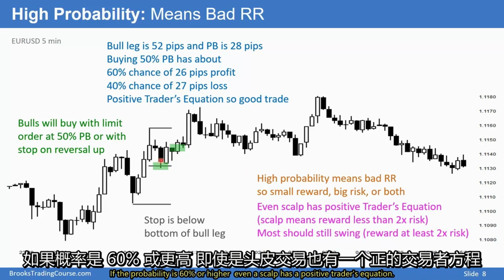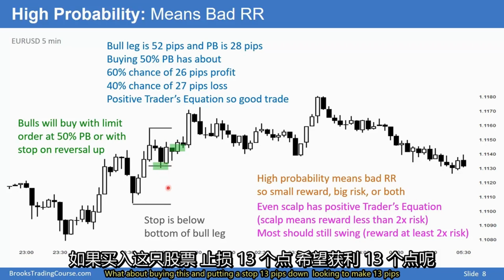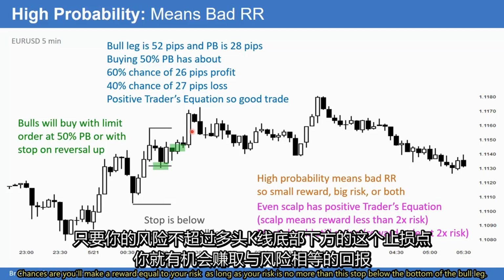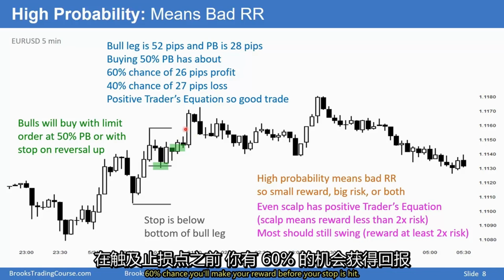Even a scalp has a positive trader's equation. For example, if you buy this and place a stop 10 pips down, looking to take a 10 pips profit, chances are 60% that you'll make money. What about buying this and putting a stop 13 pips down, looking to make 13 pips? We're in a bull trend. Chances are you'll make a reward equal to your risk, as long as your risk is no more than this stop below the bottom of the bull leg. It doesn't matter if it's 5 pips, 10 pips, 15 pips for the risk, and 5, 10, or 15 pips for the reward. 60% chance you'll make your reward before your stop is hit.